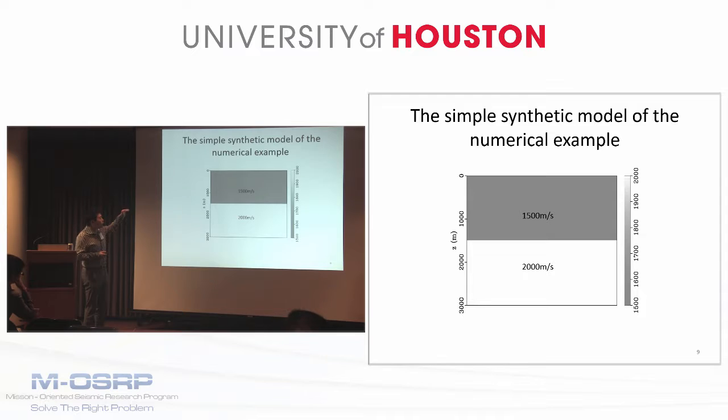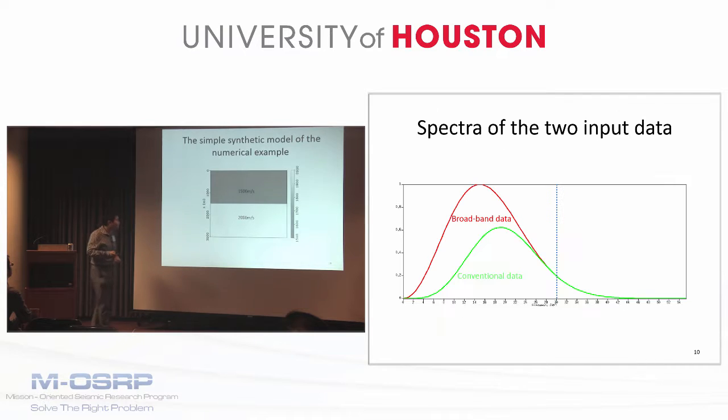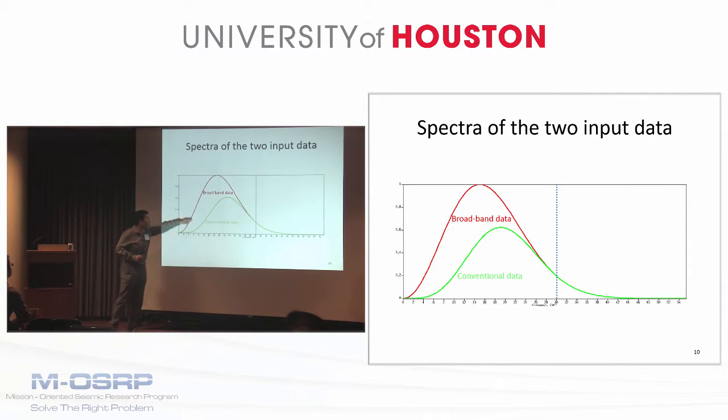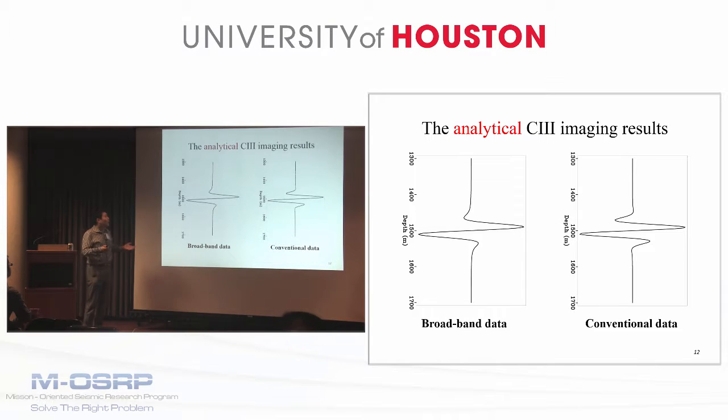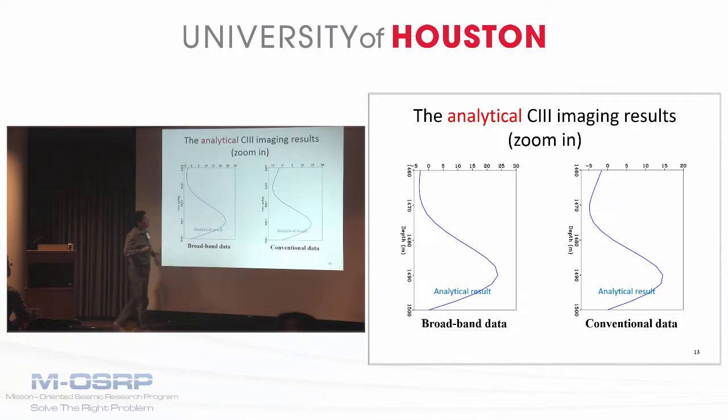So for the homogeneous example, we use the same very simple model, the C0 over C1 homogeneous background. And we use the same spectrum, the broadband data and the conventional data. And we have already seen this is the analytic C3 image result for the broadband data and the conventional data. And we know they are equally effective for all frequencies. So this is our target, the benchmark. Now let's compare the numerical result with this analytical result. Because we want to do the comparison in detail, we zoom in on just this area. Here is the zoomed-in section for the analytic C3 result for the broadband data and conventional data.